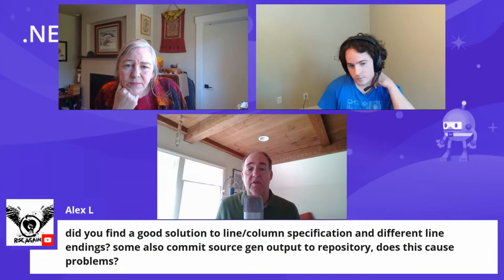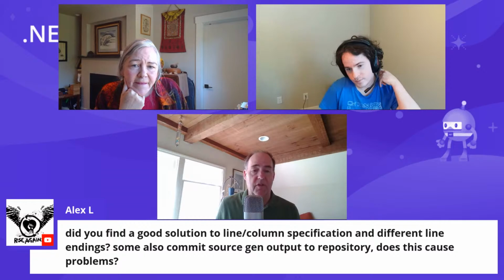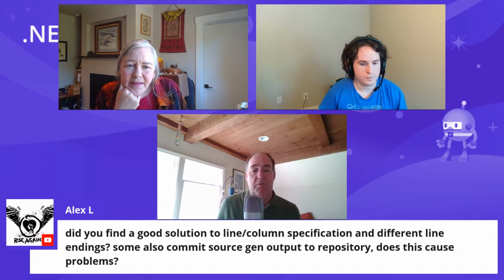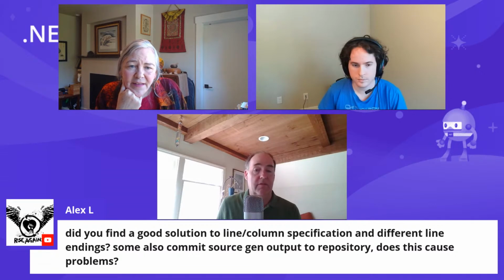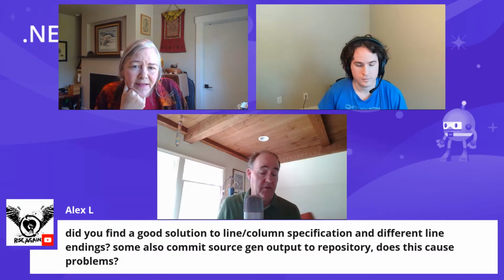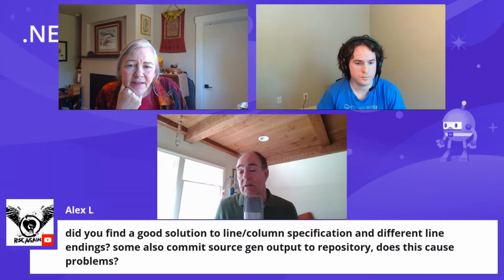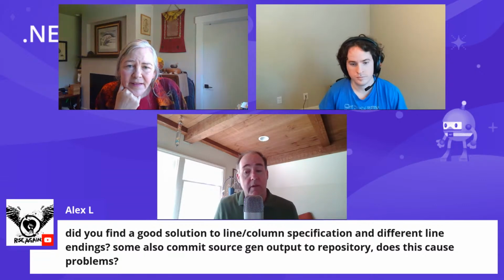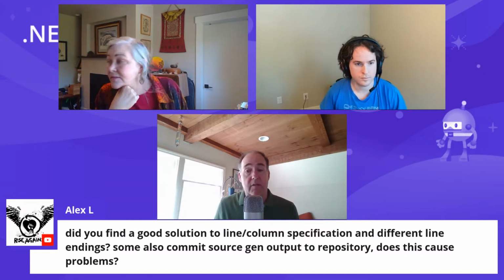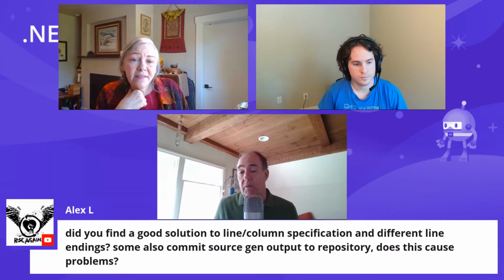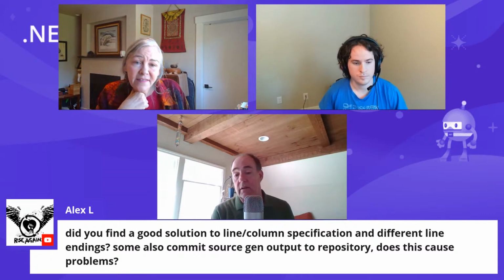Did you find a good solution to the line column specification and different line endings? Also, could somebody commit the source generator output accidentally? And I'll also just add, before you answer, we've got a little under 15 minutes left. So if you have other questions, definitely please add them to chat.